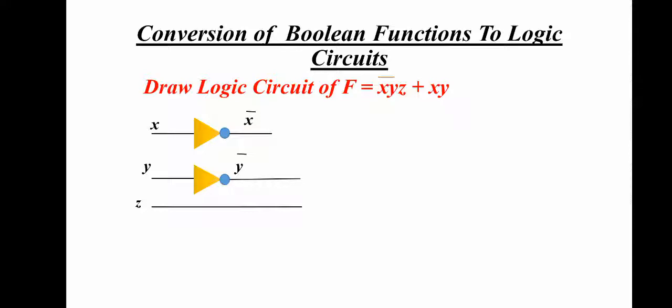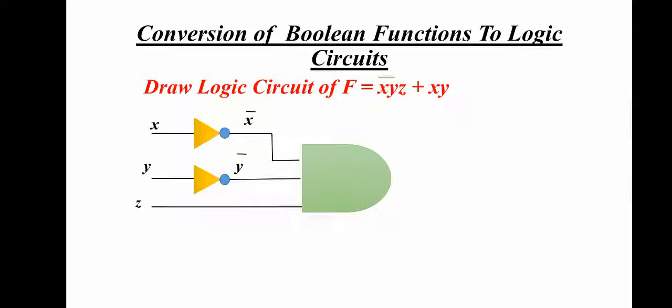Here you can see that x', y', z are multiplying with each other. These three inputs are multiplying, so there will be an AND gate. We will connect them with an AND gate. And what is the symbol of AND gate? D shape. So our first expression is done. Now coming towards the second expression. What is the second expression? That is plus xy. Plus means we have to apply OR.